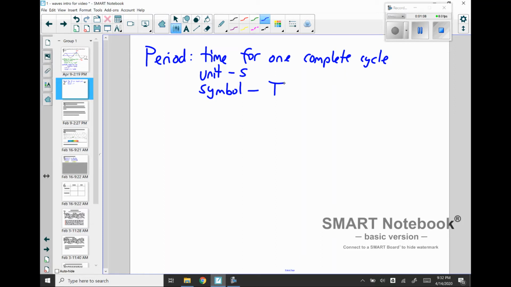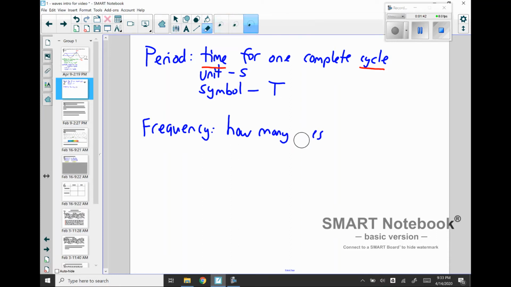So to distinguish between how much time has gone by and the specific time for one cycle, we need to represent that with an uppercase T. The other thing that might be interesting to look at, and that is very closely related, is the frequency of a wave. And where the period is the time for one cycle, this is going to be the opposite. How many cycles in 1 second.